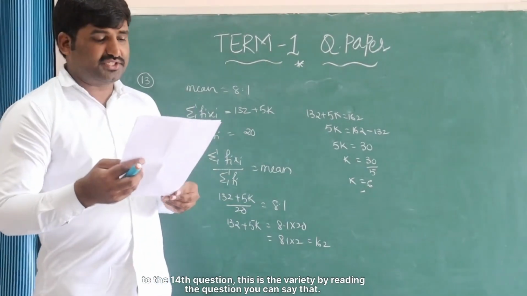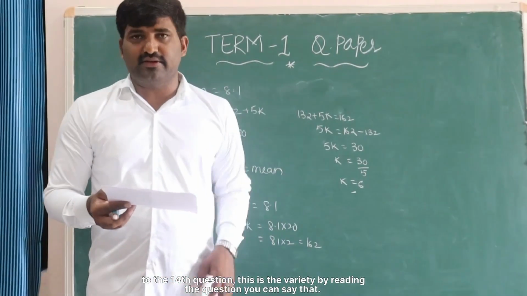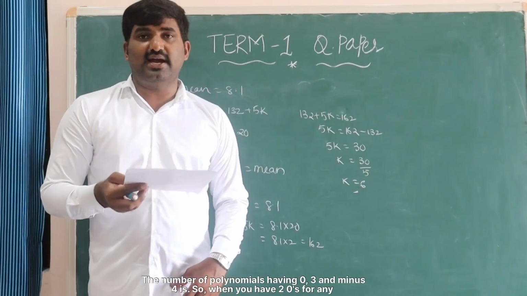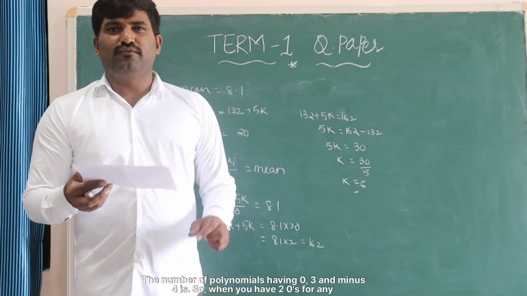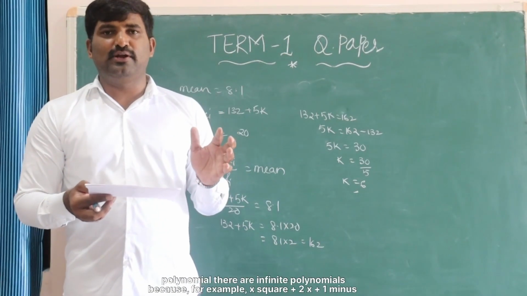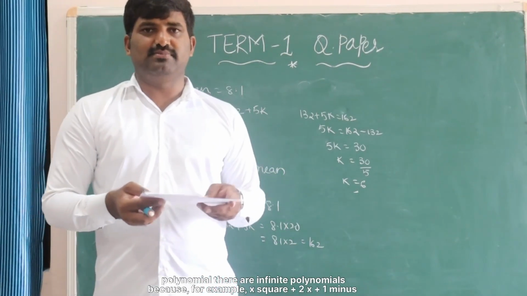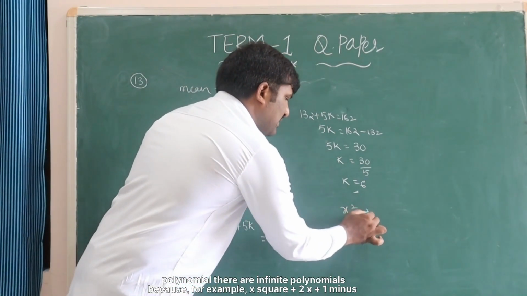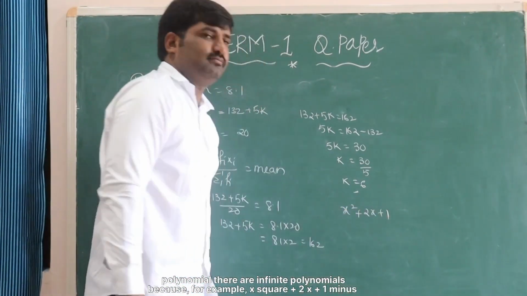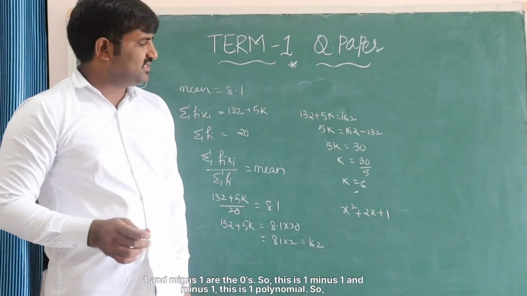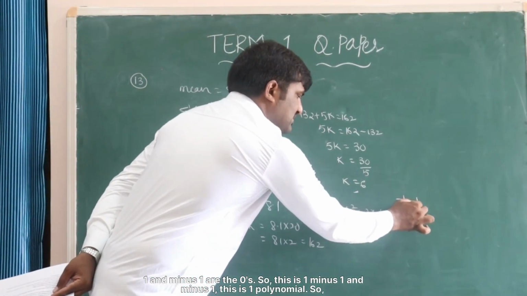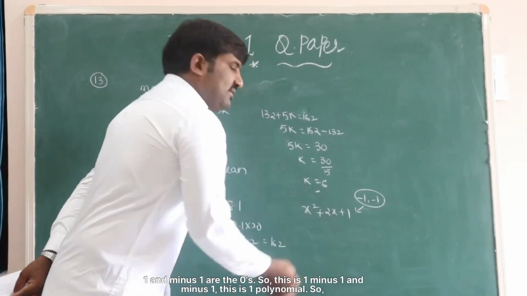Coming to the 14th question. By reading the question directly, you can say the number of polynomials having zeros 3 and minus 4. When you have two zeros for any polynomial, there are infinite polynomials. For example, x square plus 2x plus 1, where minus 1 and minus 1 are the zeros. This is one polynomial.